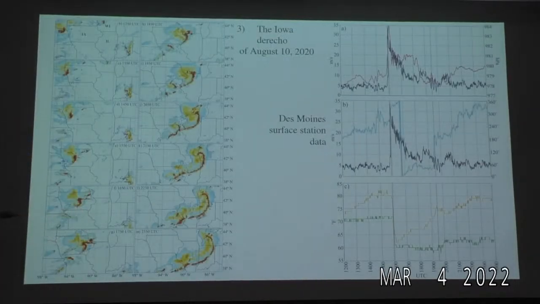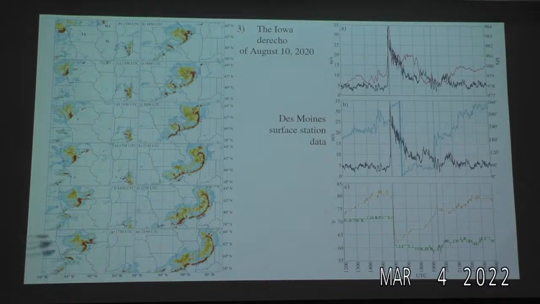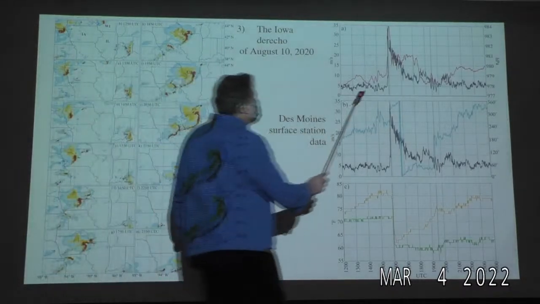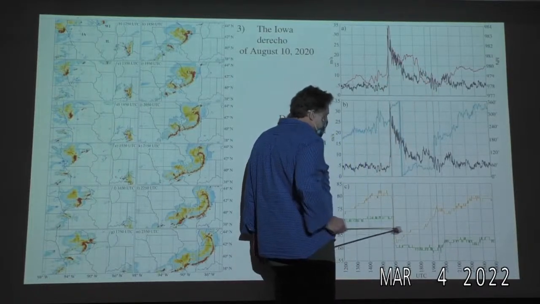So my last example is the famous Iowa derecho of August 10, 2020. And you can see it started in Nebraska, and after 12 hours it made it all the way to Indiana. And at 1600 it went past Des Moines. So here's the pressure rise in Des Moines in red. This is the duration of the cold pool.